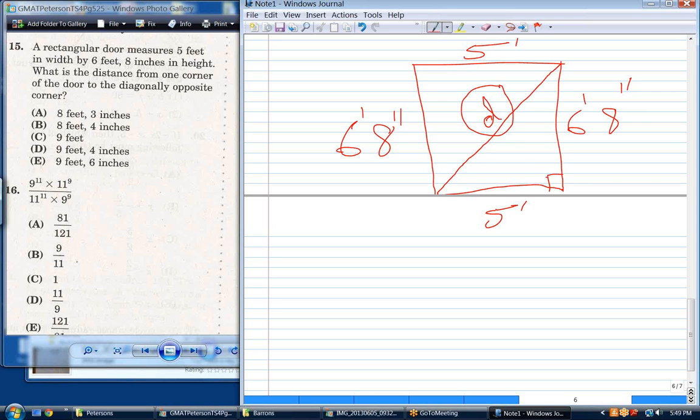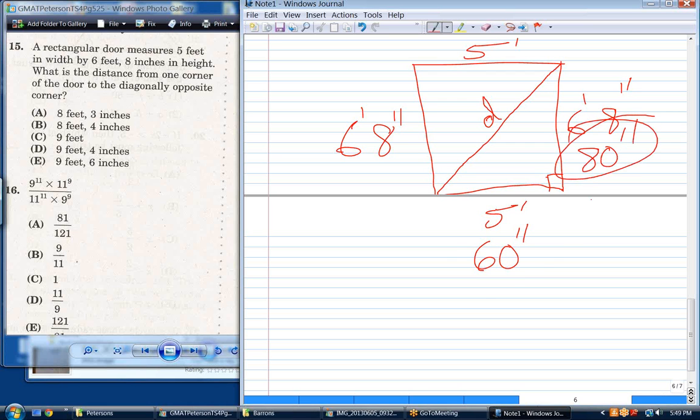Let's convert everything into inches. Then we won't have any decimal. How many inches is 5 feet? There are 12 inches to a foot, so it's 60. How many inches is 6 feet? 72, plus 8, so this side would be 80 inches.